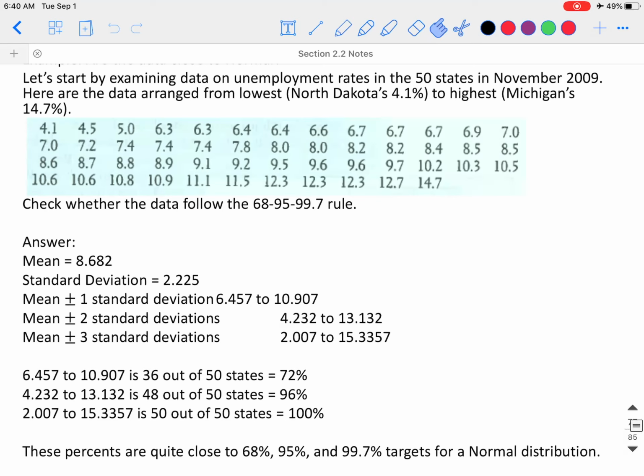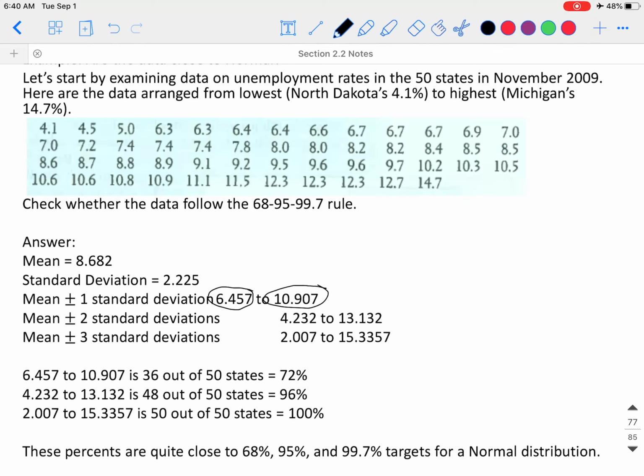To do this, the first thing we need to do is find our mean and our standard deviation. If you put all of this data into list 1, you can do one-variable statistics and find the mean, which is x bar, and our standard deviation, which is s sub x. Now you need to find the values of the mean plus or minus 1 standard deviation. You take the mean, subtract 1 standard deviation, and that gives you 6.457. Then you take the mean and add the standard deviation and get 10.907. Next, you'll do the mean plus or minus 2 standard deviations and the mean plus or minus 3 standard deviations.